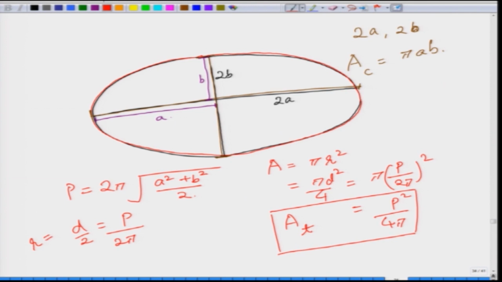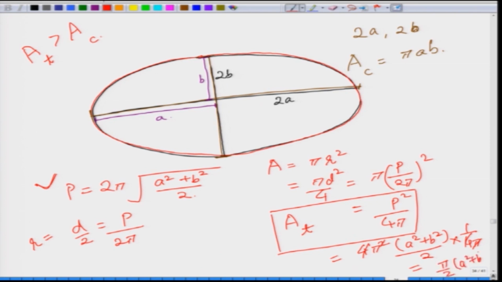Now, what we are saying is that the area measured using the tape is greater than the area measured using the calipers. So, how do you prove that? Now, the area with the tape is P square by 4 pi, where P is given by this value. So, it is 4 pi square into (a square plus b square) by 2, into 1 by 4 pi. So, 4 and 4 cancel out. So, this is pi by 2 into (a square plus b square).